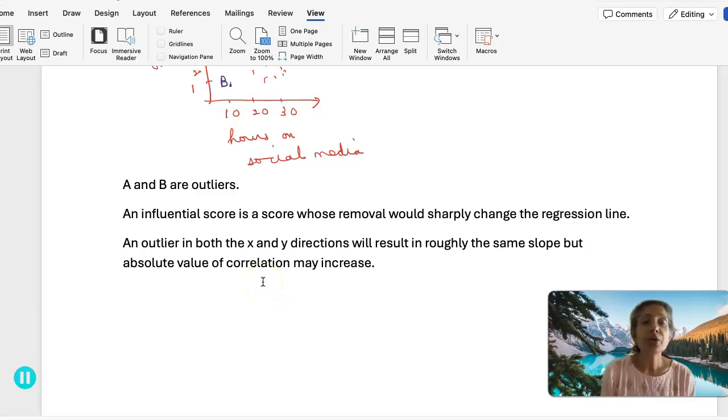So I'll stop here for now. We have learned about scatter plots and how to interpret them, and a basic idea of outliers and regression plots. Thank you and stay tuned in.